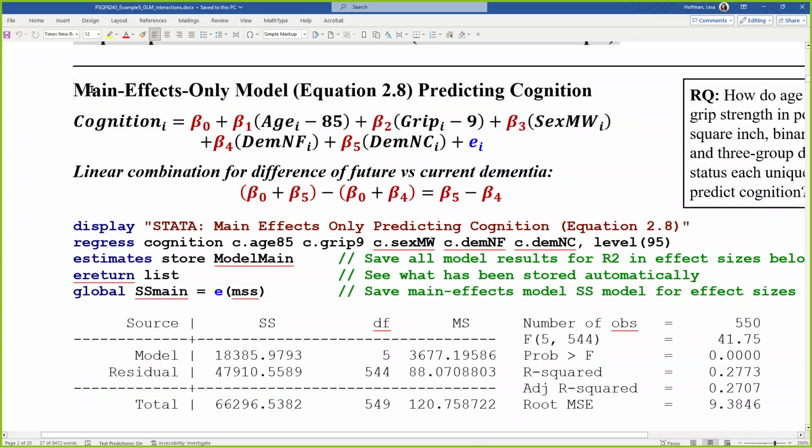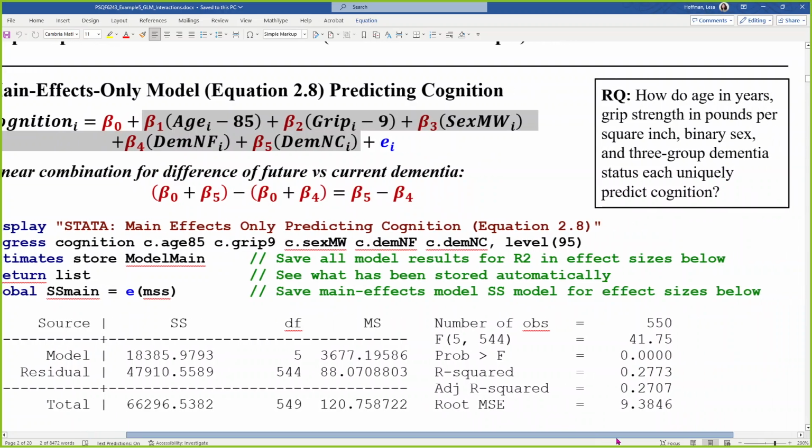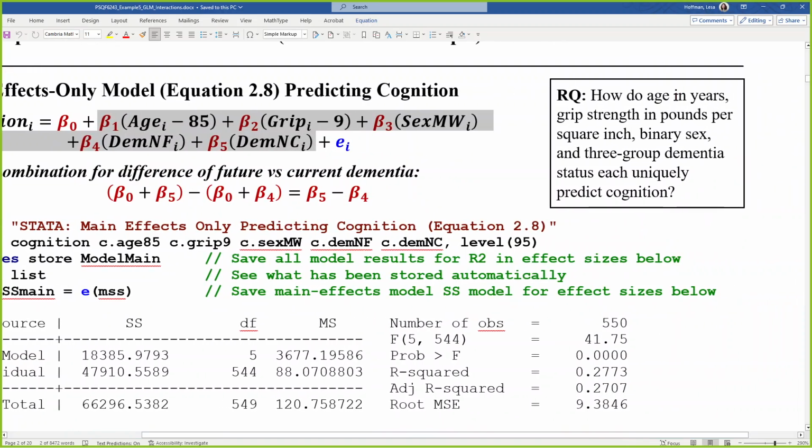So my first model here, I'm calling main effects only. That terminology means no interactions, meaning just an additive model where each predictor contributes by itself. And the research question that would be answered by this would be, how do age in years, grip strength in pounds per square inch, binary sex, and 3-group dementia uniquely predict cognition? That's my question.